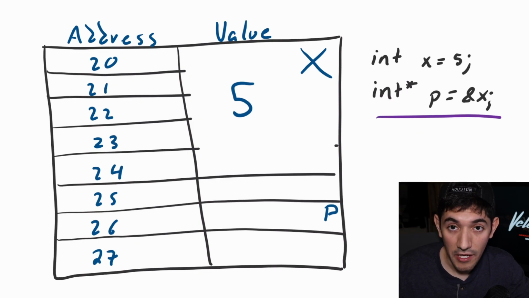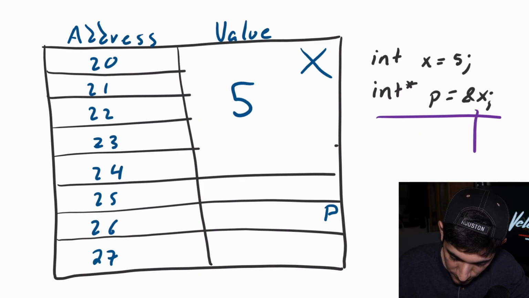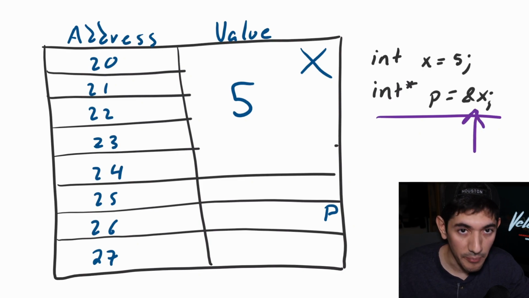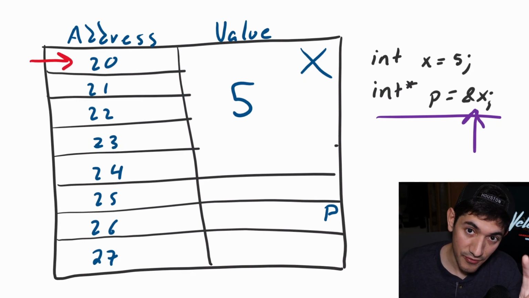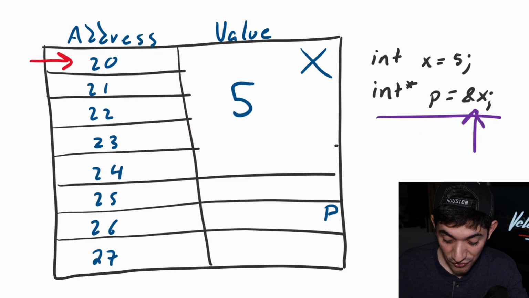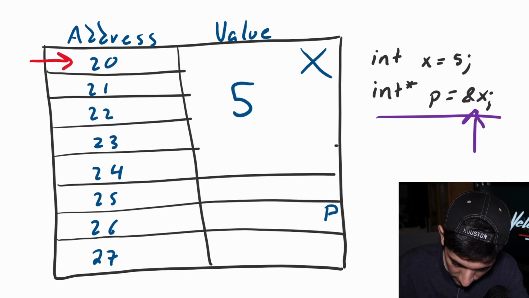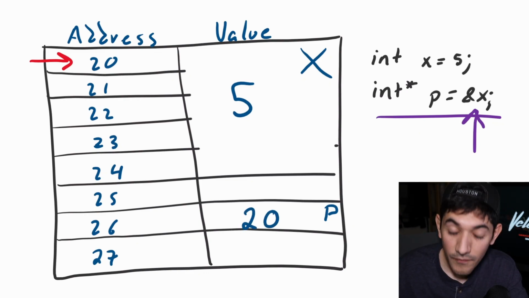Now, what is the value of p? Well, the value of p is the address of x. Okay, pause for a second. What is the address of x? All right, I hope you paused and thought about it. But we know what the value of x is, right? The value of x is 20. It is the first address that the variable occupies. So what is the value of p? The value of p is 20, right?